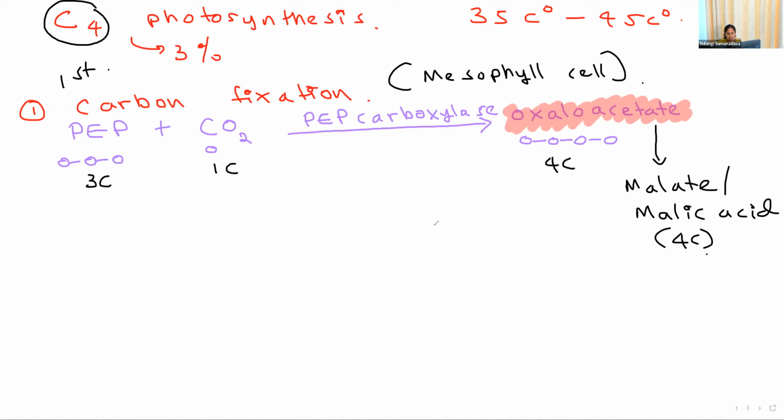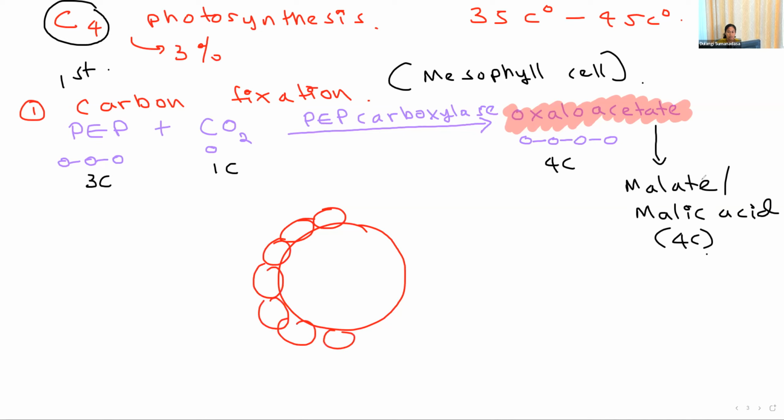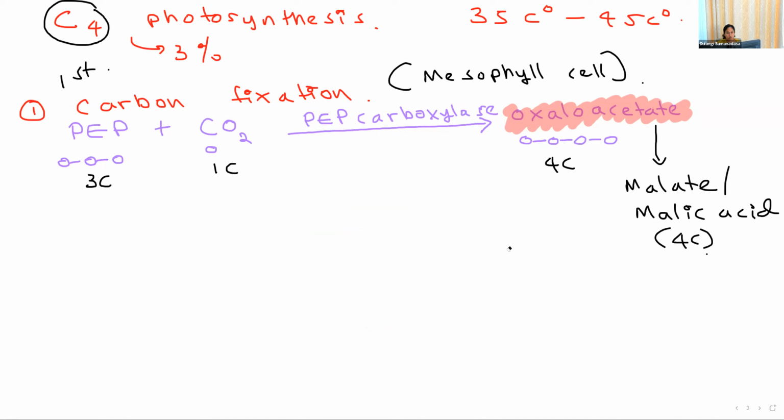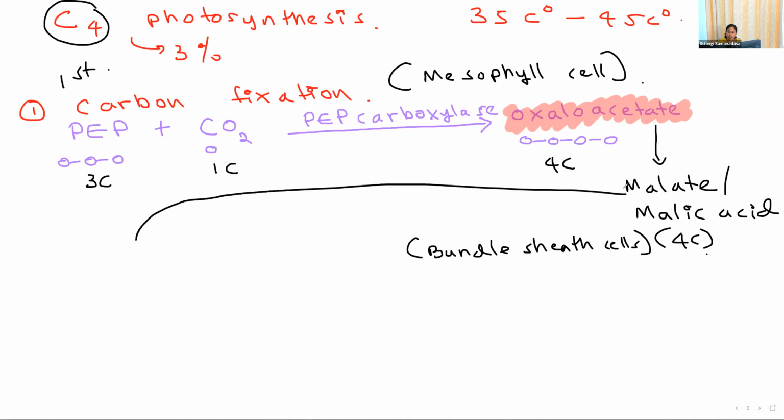let's go to the bundle sheath cells. So I did the plant structure last week. You have to know where the mesophyll and where the bundle sheath cells are, right? So bundle sheath means something around the vascular bundle, right? So these are the bundle sheath cells. So we are going to move the malic acid or the malate into these bundle sheath cells now. So I'm going to bring the malate or the malic acid into the bundle sheath cells.